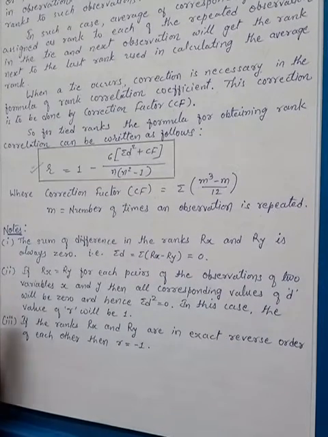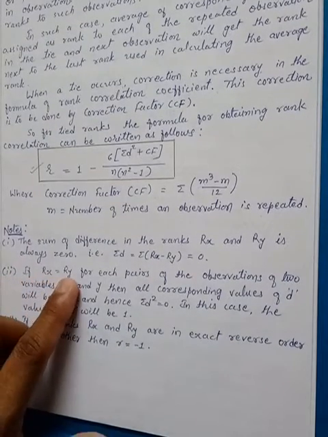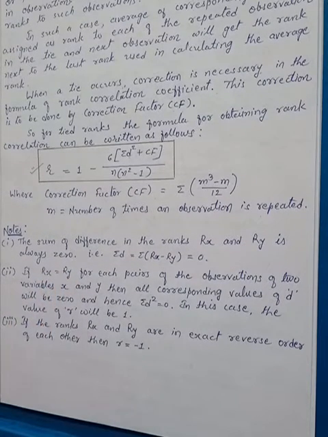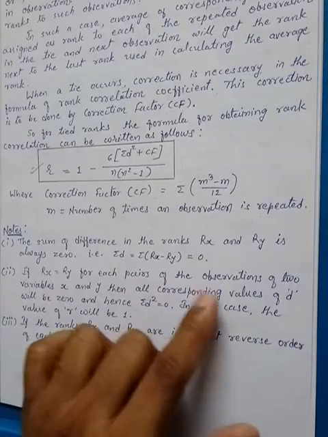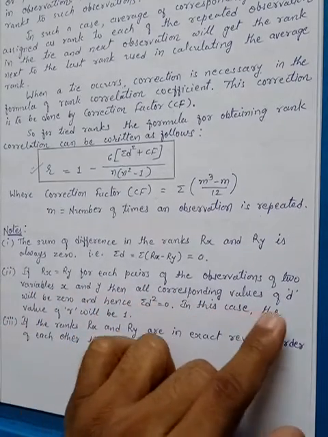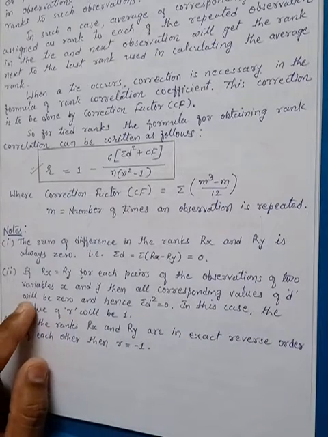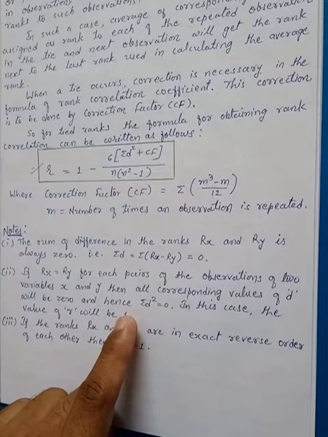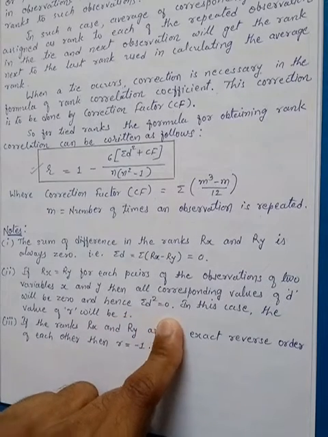Okay, second, if Rx is equal to Ry, that means ranks of x and ranks of y are equal for each pair of observations of the 2 variables x and y, then all corresponding values of D will be 0. If Rx is 1, Ry is 1. If Rx is 2, Ry is 2. Rx is 4, Ry is 4. Then the difference D, how much will you get? For all the values, 0. Therefore the sum of D square is also 0.